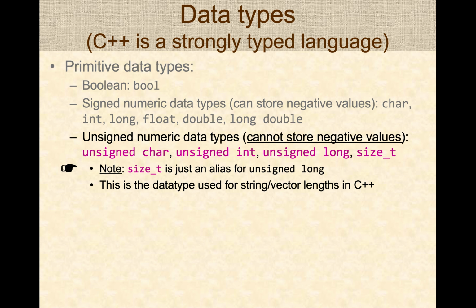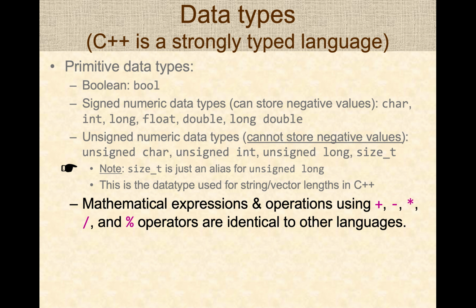C++ also has unsigned numeric data types. These cannot store negative values, but they give a much bigger range of values when compared to the signed counterparts. So notice the word unsigned in front of each one of these. So there is unsigned character, unsigned integer, unsigned long, and also size_t. And size_t is just an alias for unsigned long, and you will see size_t used a lot with strings or vectors and such as we go through this presentation. So keep size_t in mind, it's very important, and bear in mind it's just an unsigned long, that means it can store a very long range, or 2 terabytes worth of range is what unsigned long can represent.